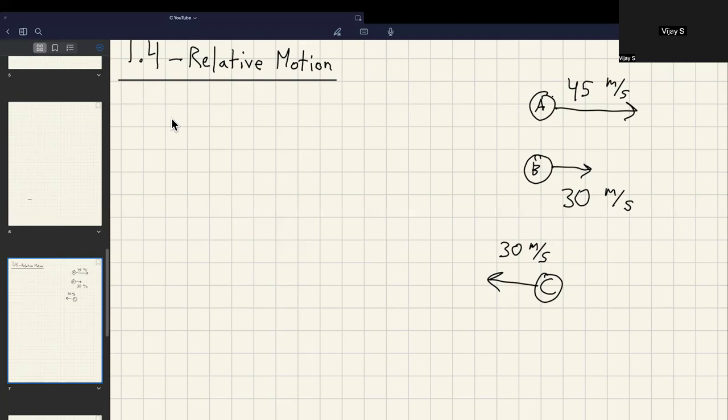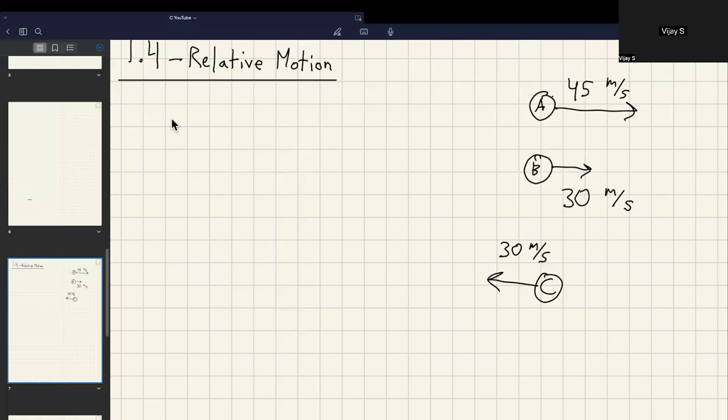What you can see on the screen here is three different objects. Let's say that they're cars: car A, car B, car C. Car A is moving to the right at 45 meters per second, car B is moving to the right at 30, and car C is moving to the left at 30 meters per second. All of those velocities are defined by somebody. Every velocity value, every position, everything really, especially velocity and position, those are the two big ones, and we typically only focus on velocity for this course, are all relative to somebody.